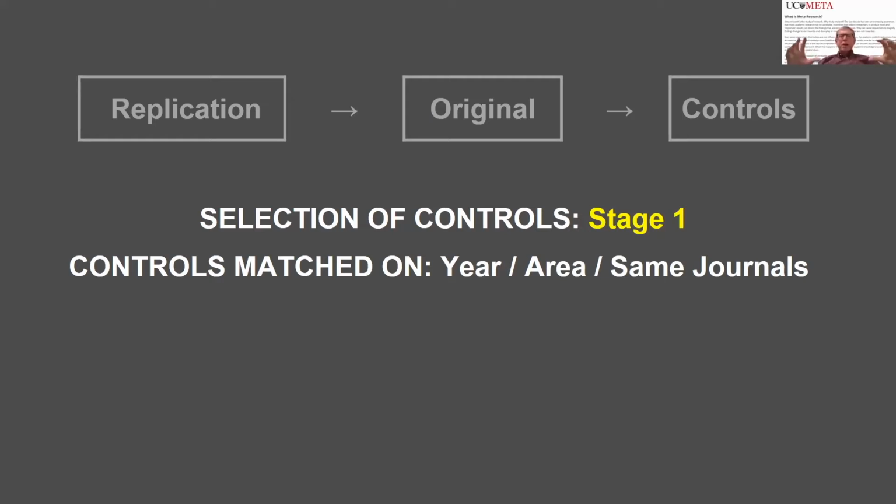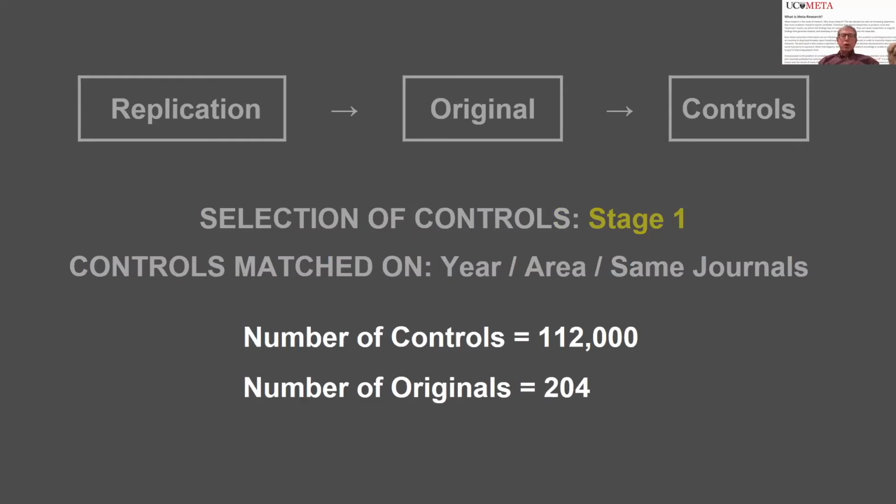So that identifies a large pool of potential control studies. And when we do that, we get 112,000 potential controls, and we've got a total of 204 original studies. Okay, these of course are all from economics.